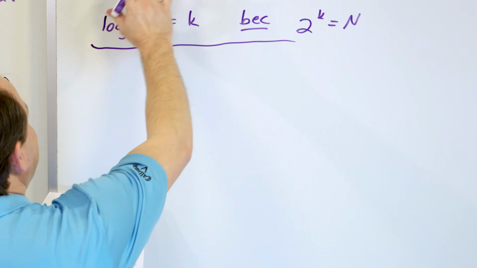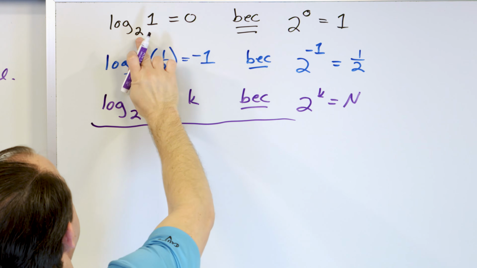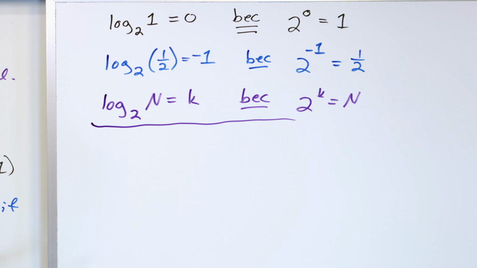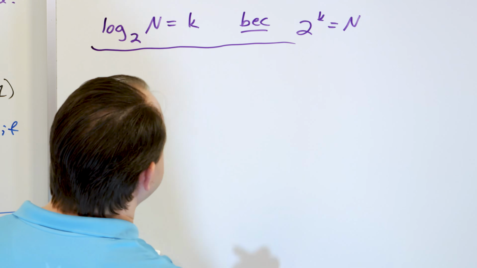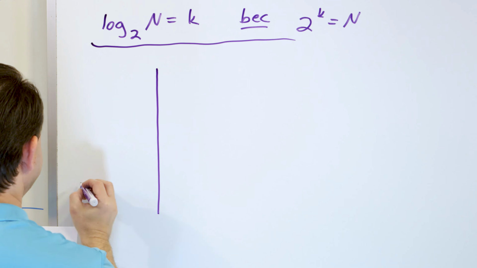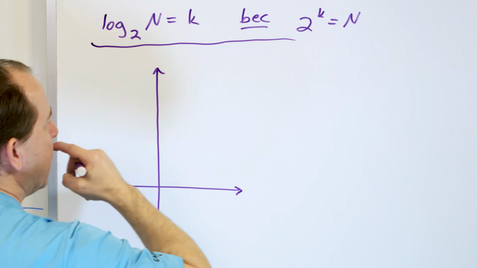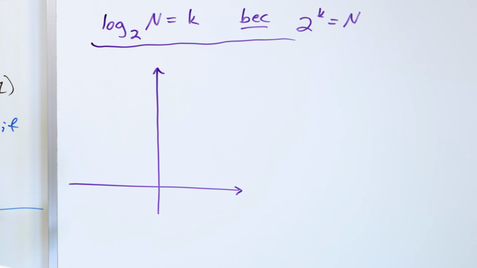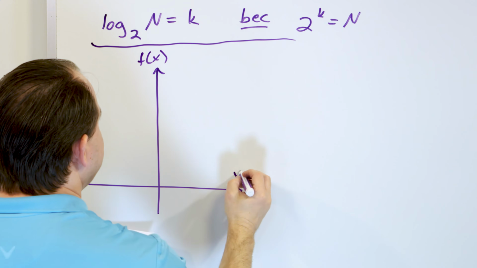Okay, so why does this behavior happen? Why is it that 2 to the power of k is this? Why is it that 2 to the power of 0 is this? Why is that the case? Let's look at the following thing. Let's draw two graphs. This is the middle of my board. I'm going to try to draw the exponential function right here, and then over there, I'm going to try to draw the logarithm. So here I have f of x, and here I have x.